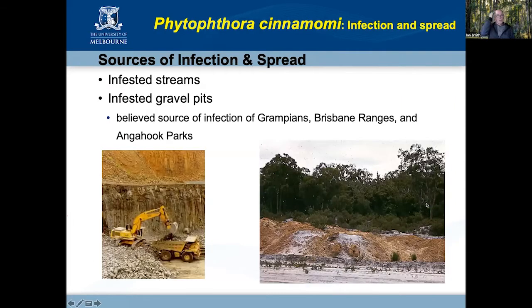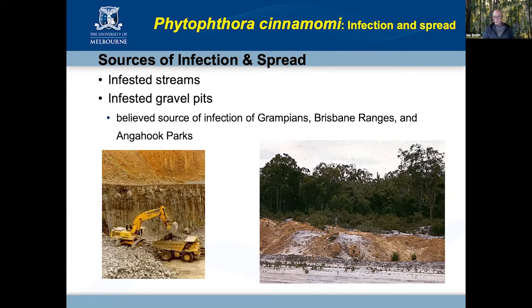How does it get around? Again, infection and spread. Infested streams are one way that it spreads. If there's an infected nursery somewhere near a stream, drainage from that nursery can run into the stream, and from there it can be carried down the stream. These little spores come out and swim along, and then they can get sucked up by the next person's water source as they draw it back up to use on their nursery. So it's really important to have clean water in nurseries.